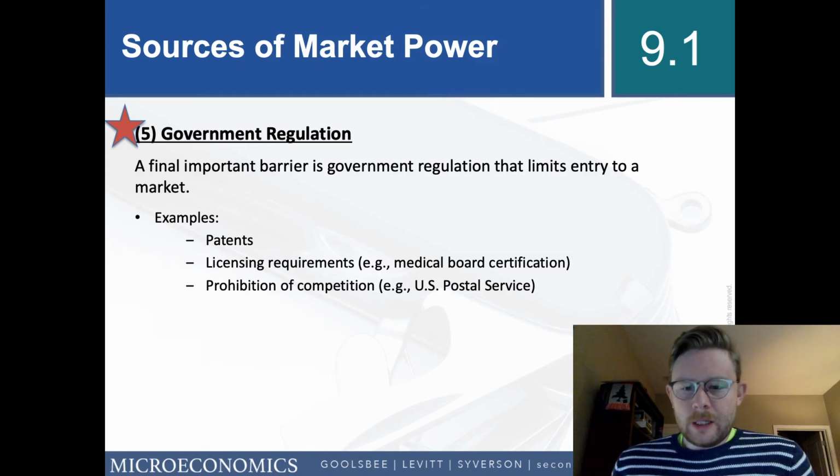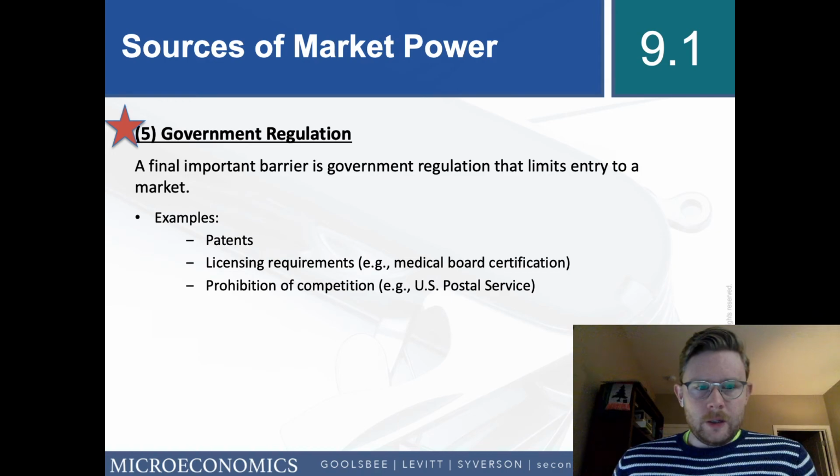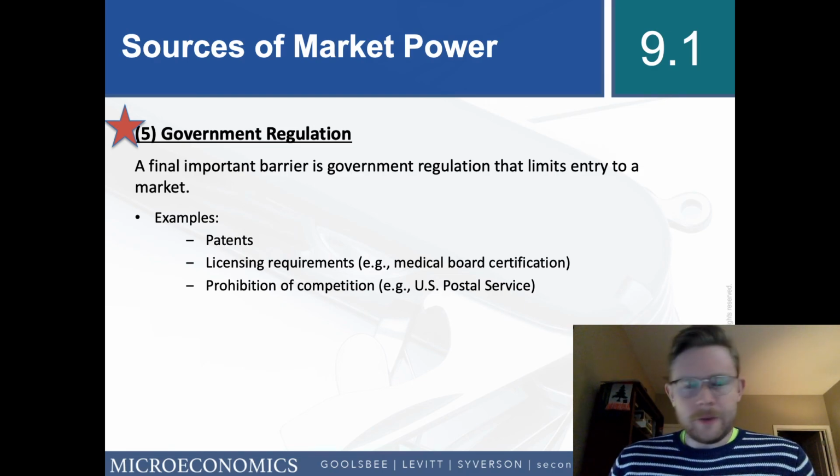The Postal Service, the Post Office, is a prominent example of this, where the government guarantees that everybody gets access to mail delivery, but you don't see UPS or FedEx delivering mail. That is the exclusive realm of the post office. So those are the 5 sources of market power: extreme scale economies, switching costs, product differentiation, absolute cost advantages, and government regulation.